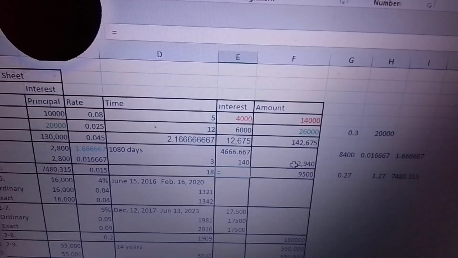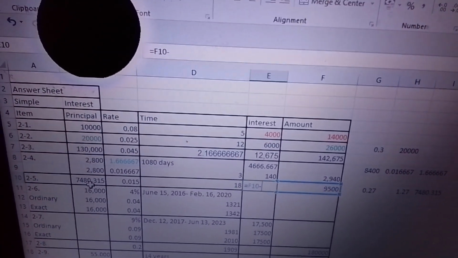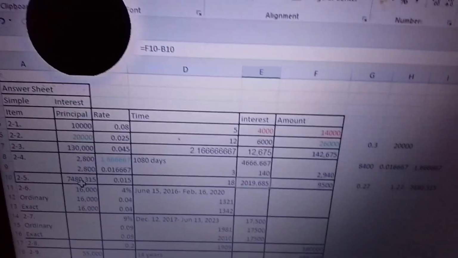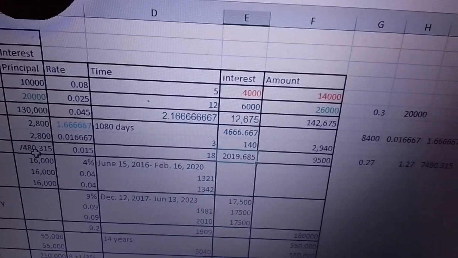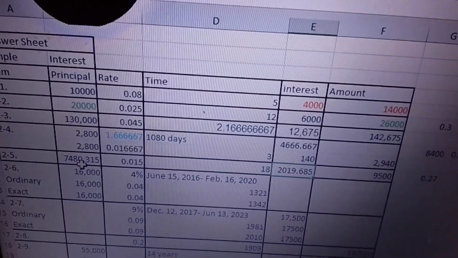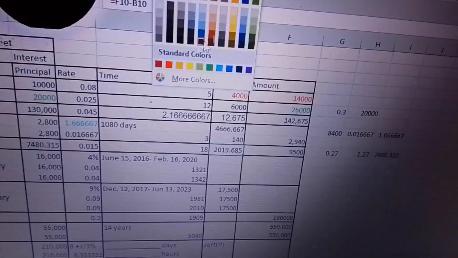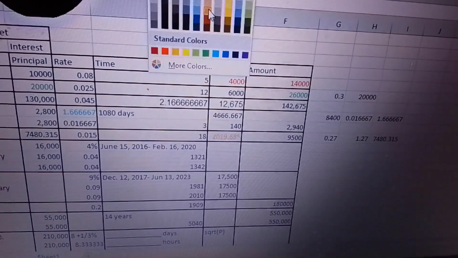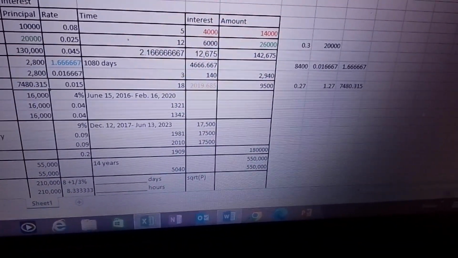Thank the Lord. And then A, sorry, not this one. Minus the principal, which is this one. Yes, and that is the interest. So tama, so our interest is 2,019.68, whereas the principal is 7,480.32. At yun na talaga yung final sagot. Thank the Lord talaga we were able to get the answer. Okay? Sorry. Yan, that's number 5.